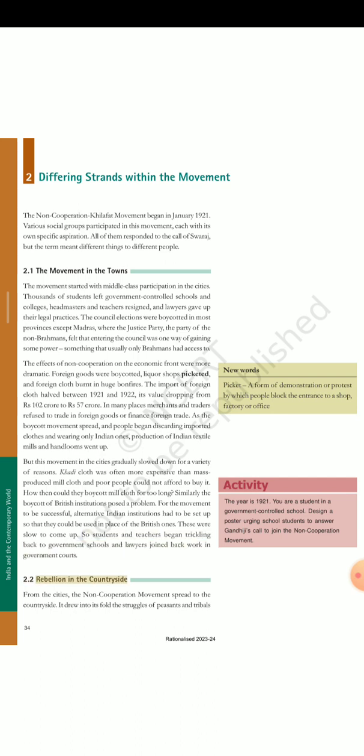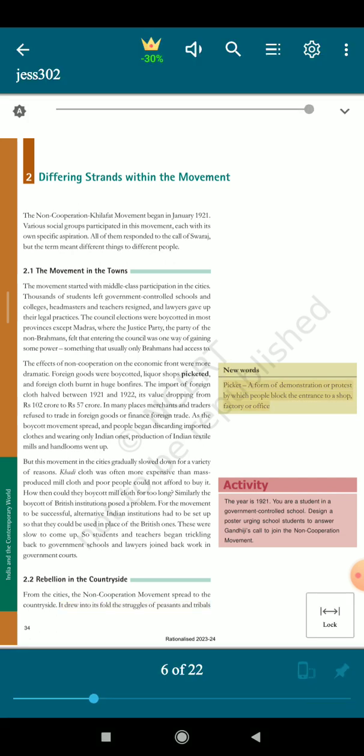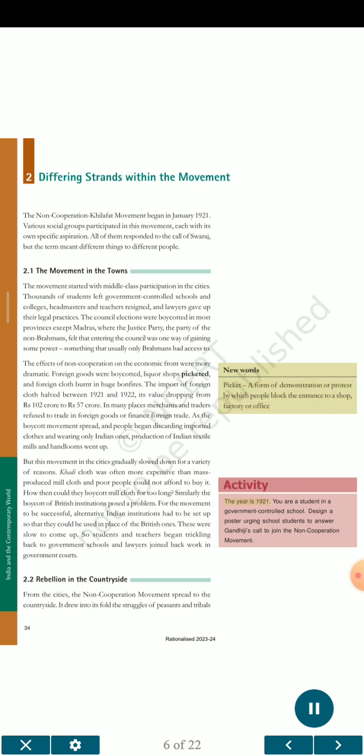2.2. Rebellion in the countryside. From the cities, the non-cooperation movement spread to the countryside. It drew into its fold the struggles of peasants and tribals. New words. Picket: a form of demonstration or protest by which people block the entrance to a shop, factory or office.